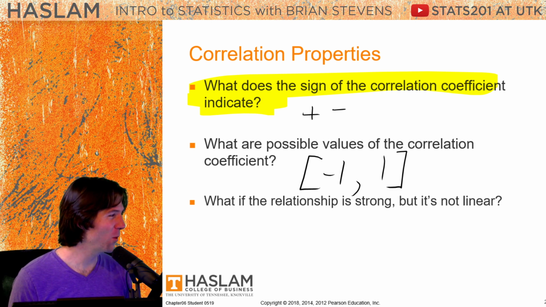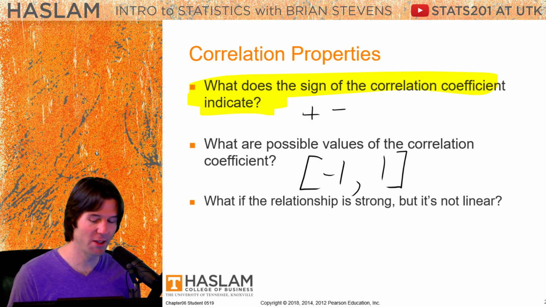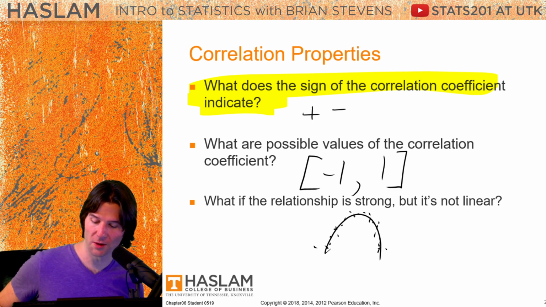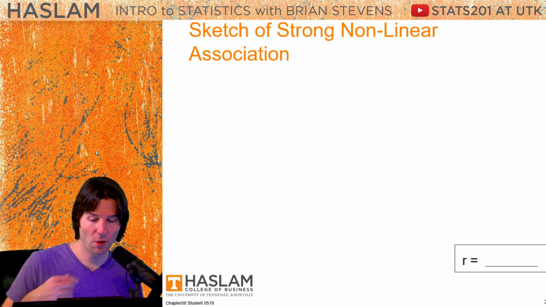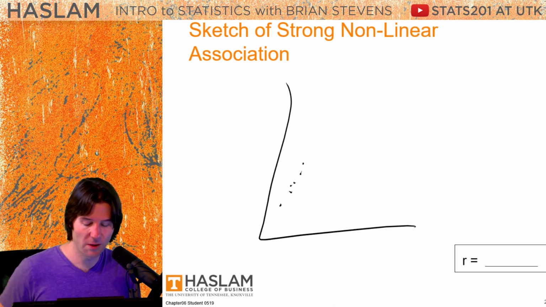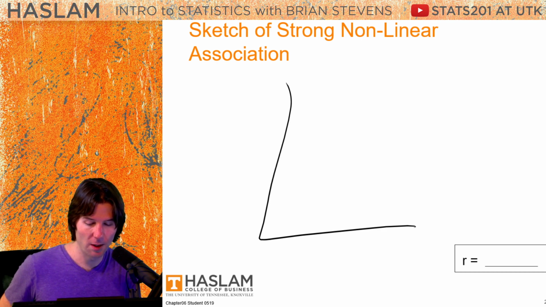So what if the relationship is strong but it's not linear? This would have a correlation close to 0. Correlation very close to 0. Sketch of a strong nonlinear. We just did that. We're doing it again. We can do a different one. You could do something like this.